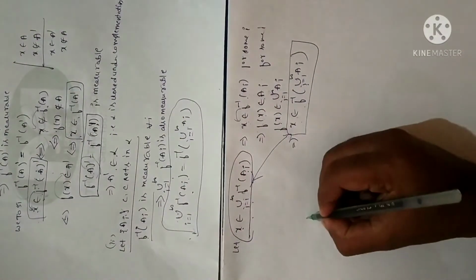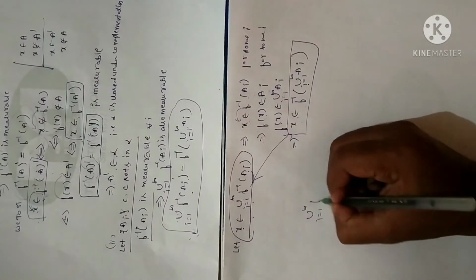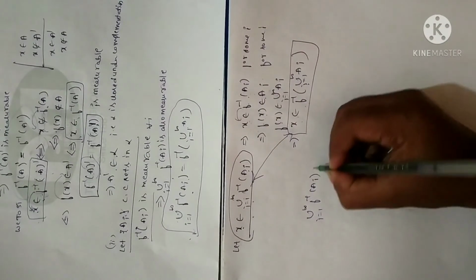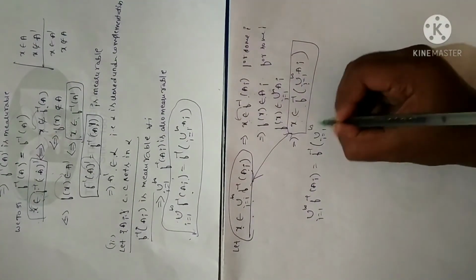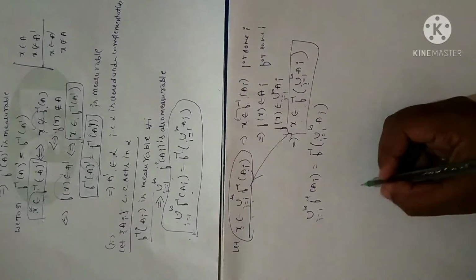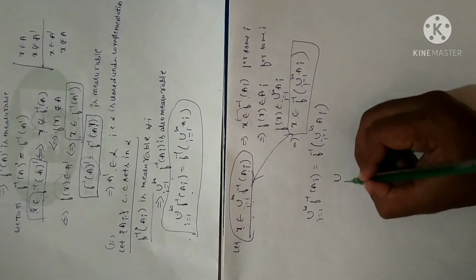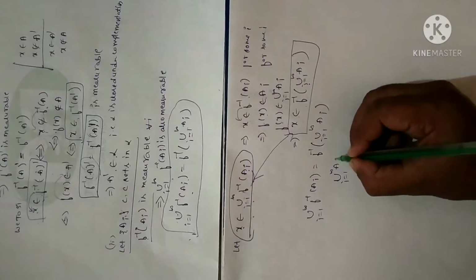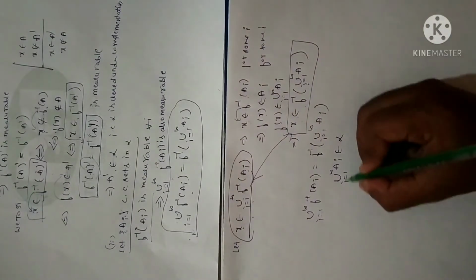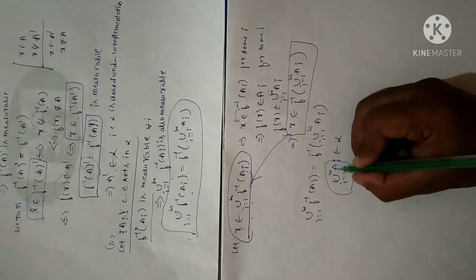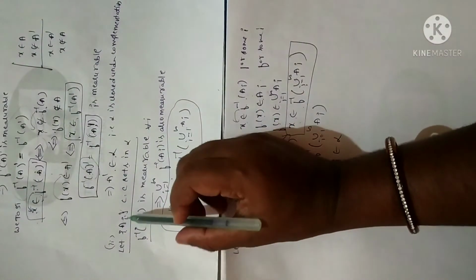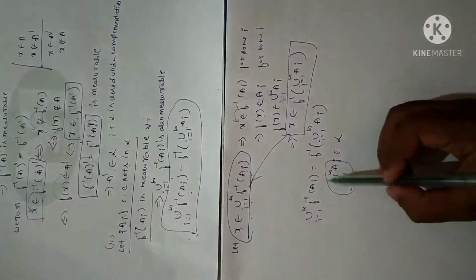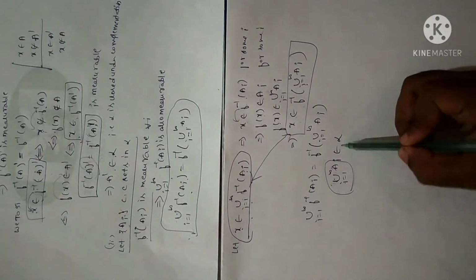By these two, I can say union i equal to 1 to infinity of F inverse of A_i is equal to F inverse of union i equal to 1 to infinity of A_i. Meaning it is closed under countable union, that is, union i equal to 1 to infinity of A_i belongs to alpha. If you consider any sets A_i, that is what we have considered, A_i is a countable collection of sets. So the union of all the countable collection of sets will be in alpha.